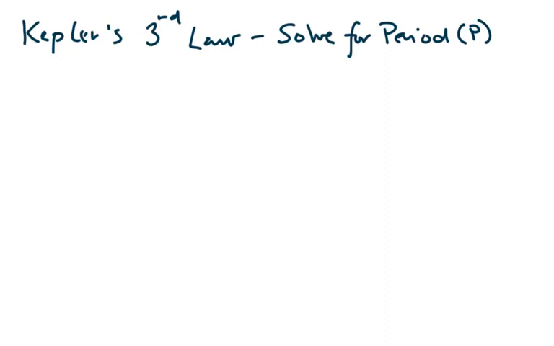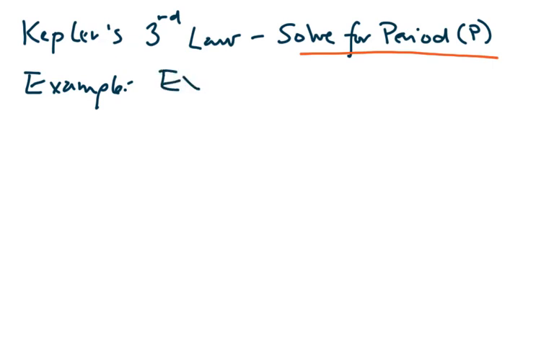In this tutorial, we will practice using Kepler's third law, in this case to solve for the period. For the first example, we will use exact values. In this case, we are interested in understanding the orbital period of Jupiter.